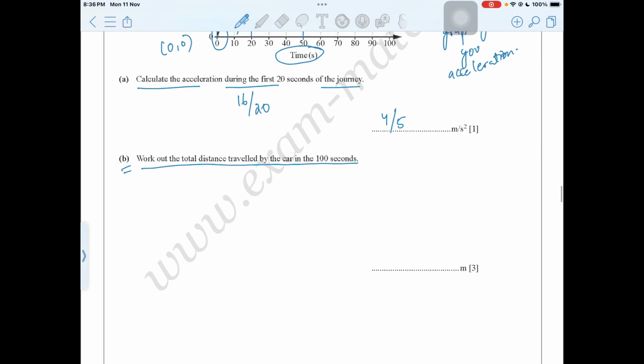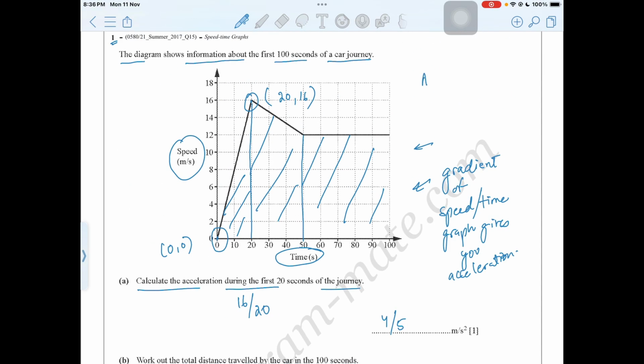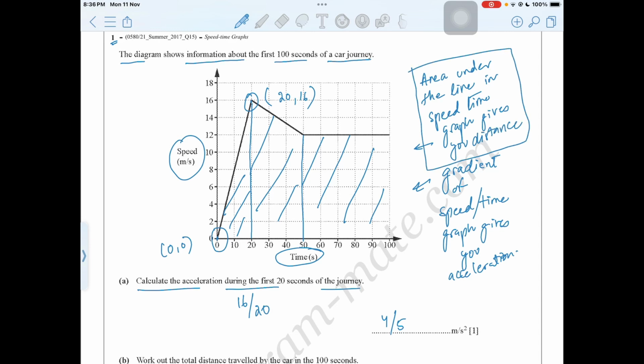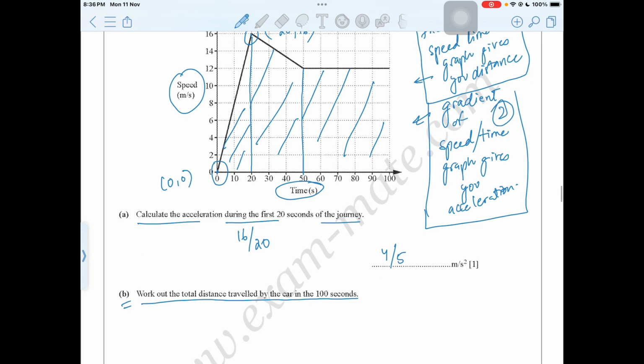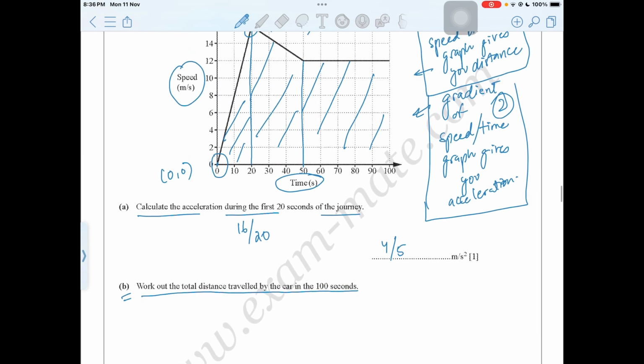The area under the line in a speed time graph gives you distance. All right, so please do keep these things in mind, this one and this one. So this is the first thing, and this is the second thing. So we need to calculate the area.